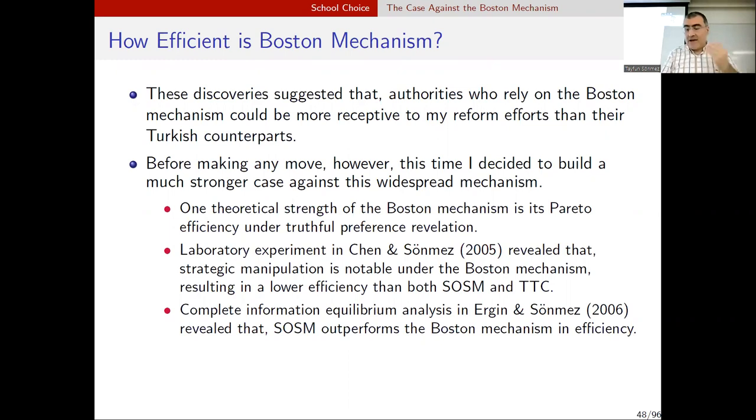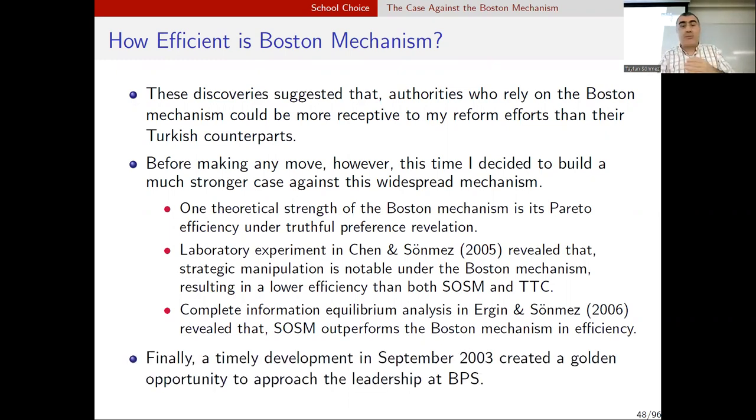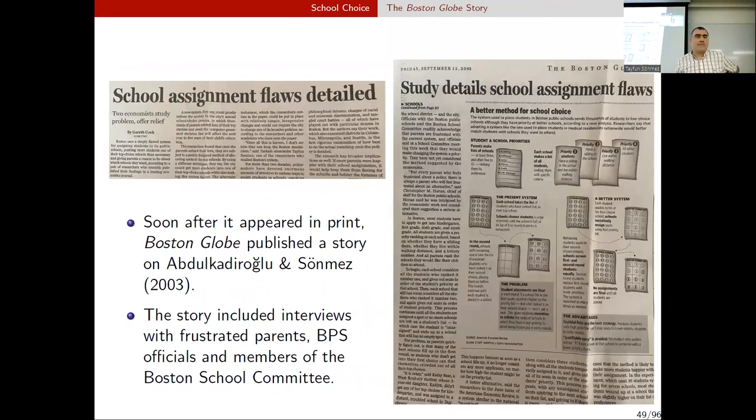So that I have a better portfolio. Finally, one timely development in September 2003, just 2 months after the paper got published, created a golden opportunity to approach the leadership at Boston Public Schools. Soon after it appeared in print, the Boston Globe published a story on Abdulkadir Oğlan Sönmez.